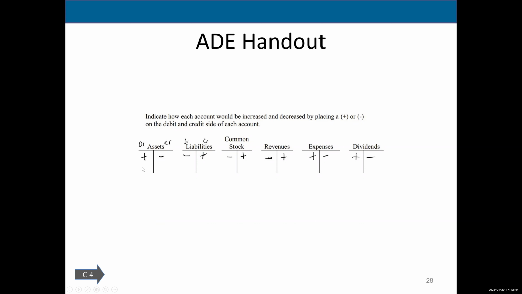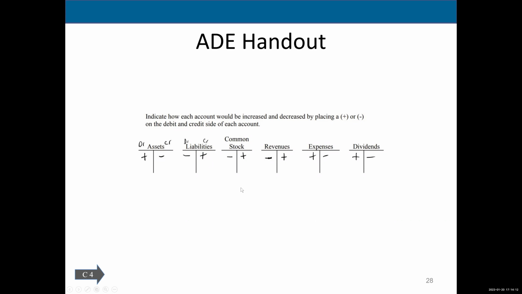Now, if assets are increased with a debit, they must decrease with the credit. How about going to liabilities? Are liabilities part of ADE? No. So you increase it with the credit. Well, if you increase liabilities with the credit, you must decrease liabilities with the debit.